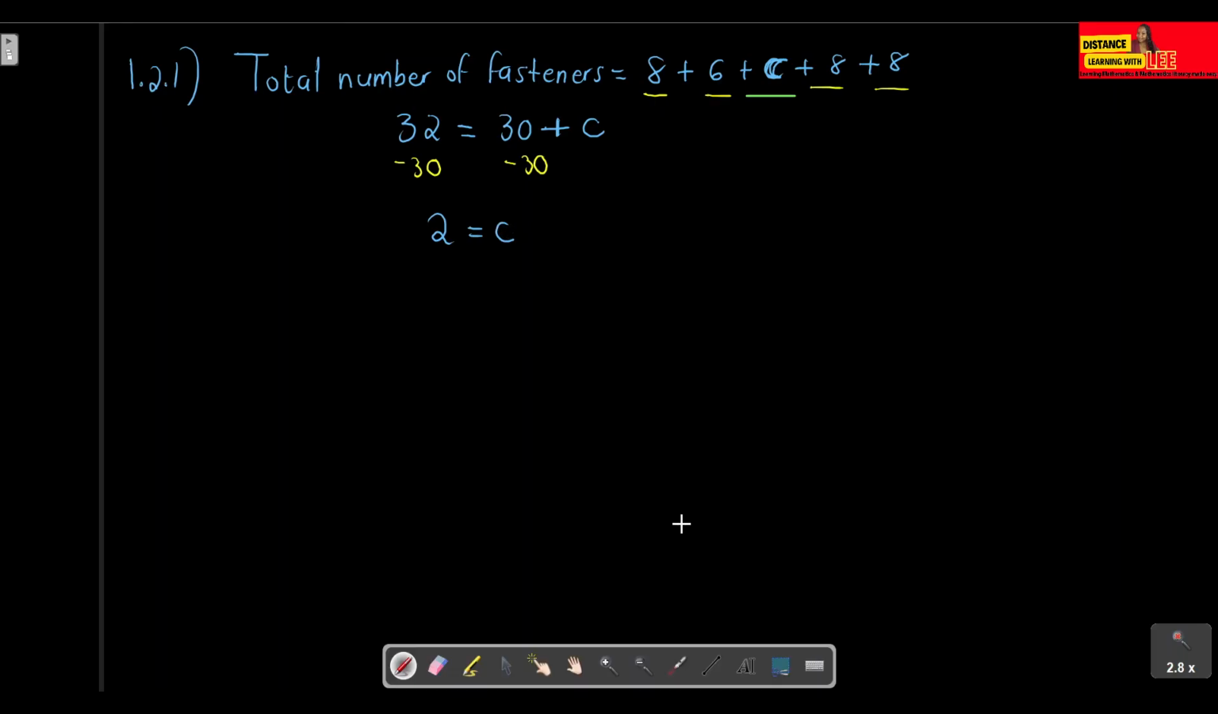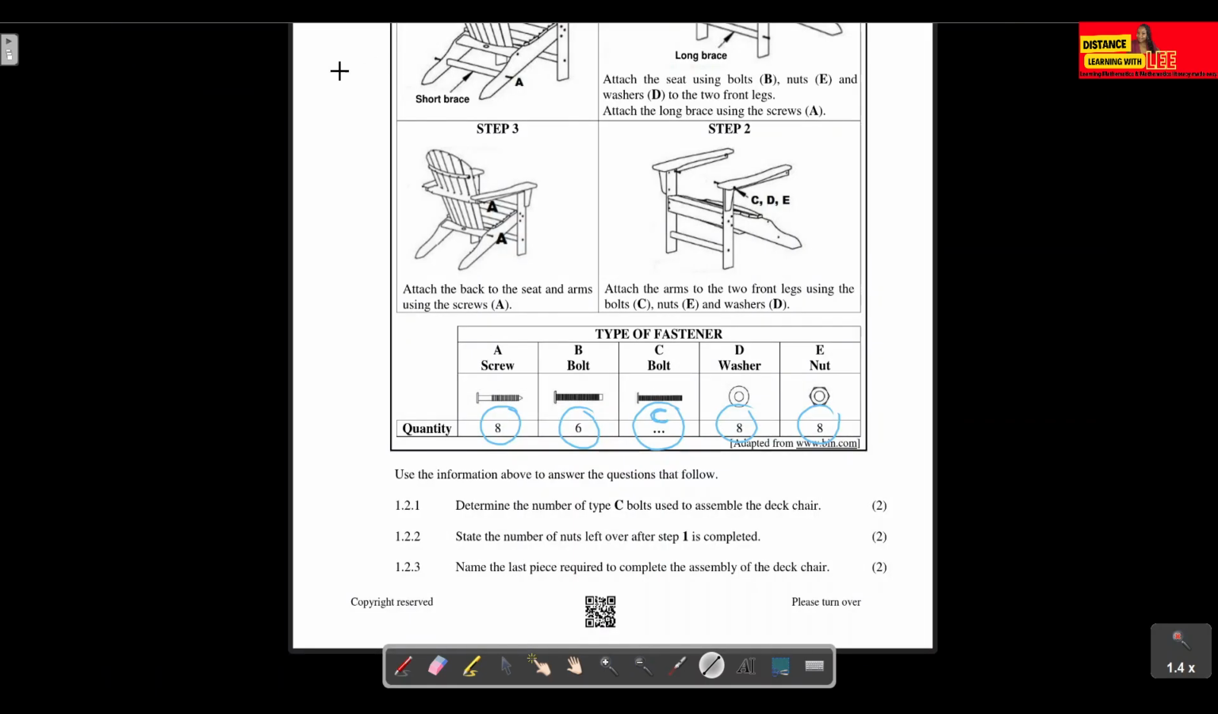What does this mean? It means that the number of type C fasteners used to assemble the chair is equal to 2, and you'll get your 2 marks for that. All right, let's have a look at the next question.